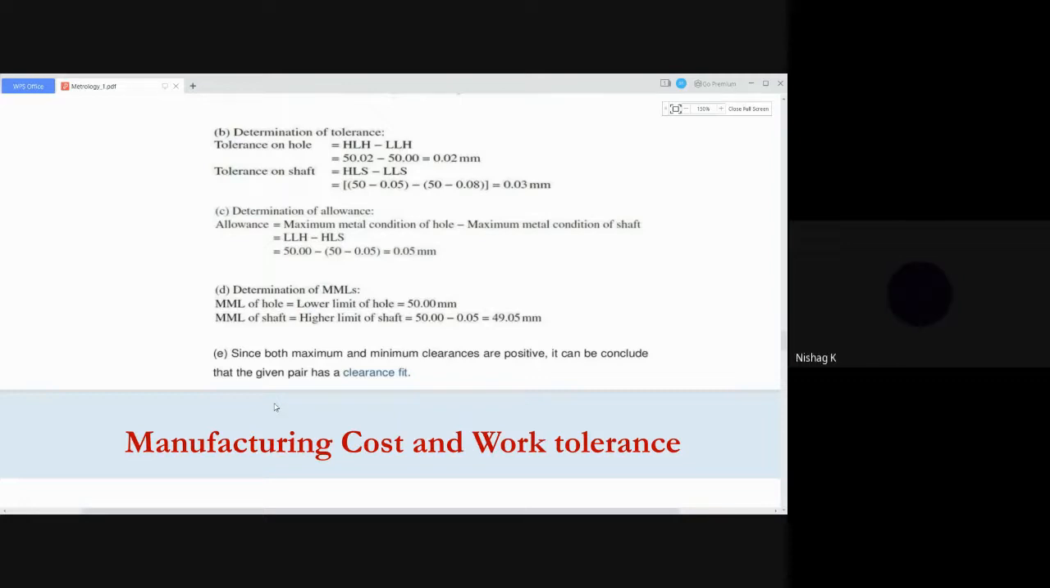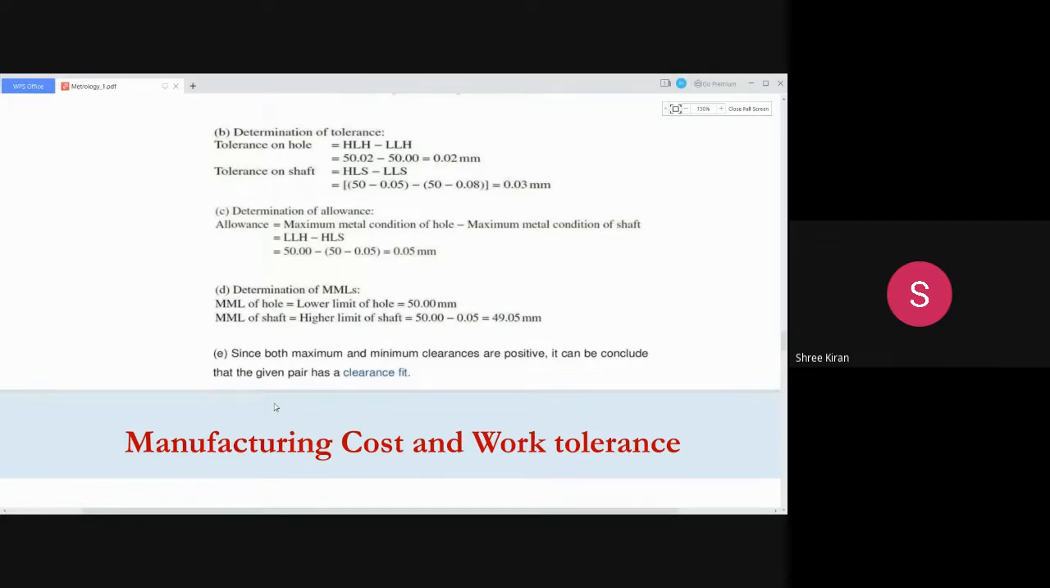Interference occurs between the shaft and the hole. That's what interference will be occurring between the shaft and the hole. That's it. Now, in the case of transition fit, I'll ask Fateh.